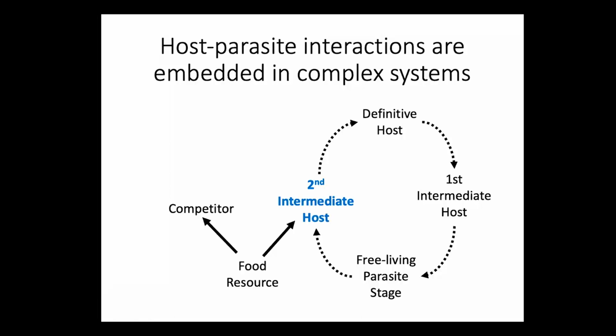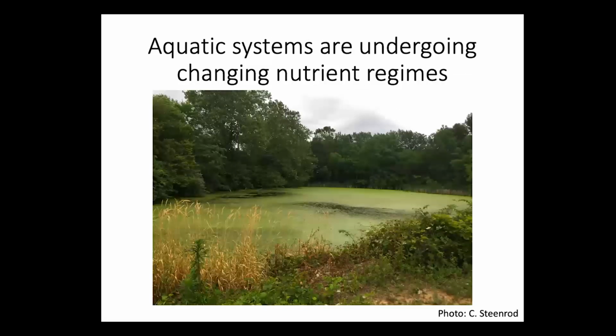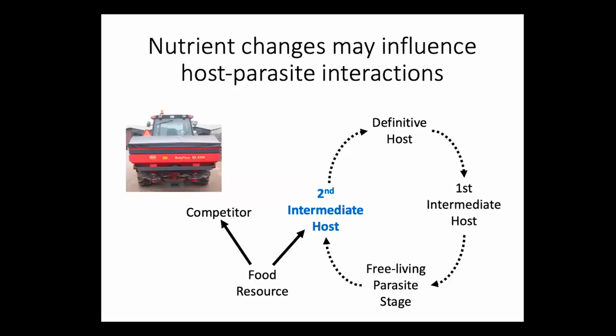Adding to that complexity is human impacts, and a number of systems, in particular freshwater systems, are undergoing one major shift as a result of changing nutrient regimes, in particular due to eutrophication. And so you could imagine that these changing nutrient regimes would have consequences for a complex system like a food web or a complex life cycle of a parasite, and it may be through multiple different mechanisms.